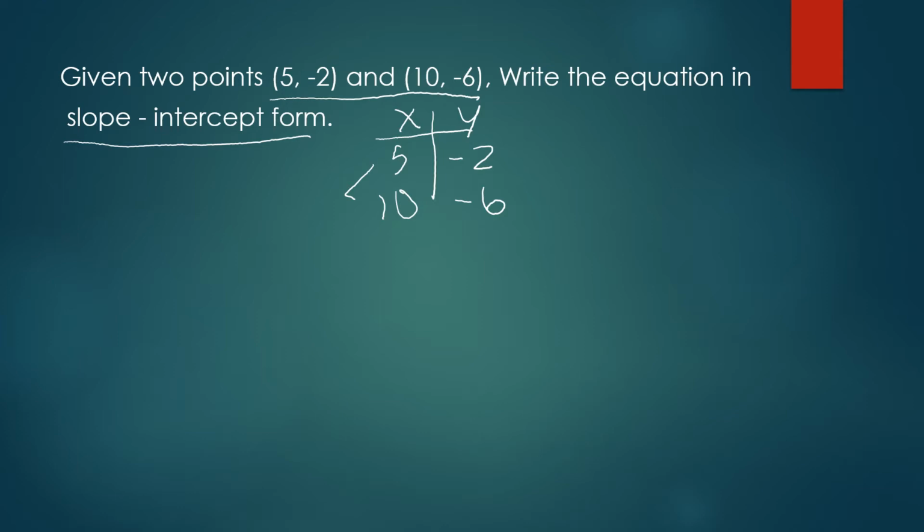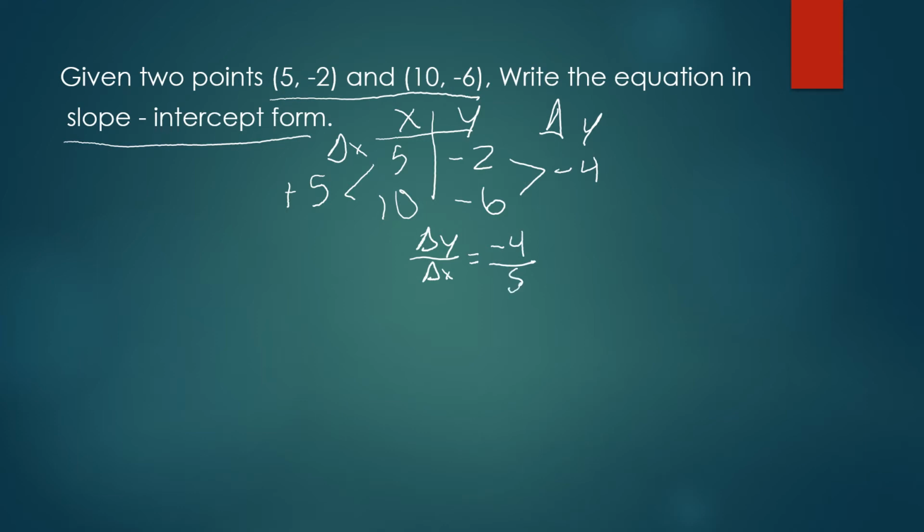So from 5 to 10, that increased plus 5. From negative 2 to negative 6, that means it went down 4 units. So my change in y is negative 4. So change in y divided by change in x is equal to negative 4 over 5.